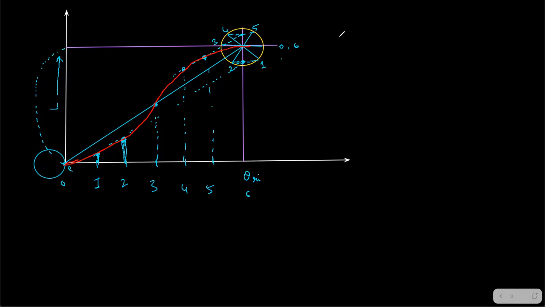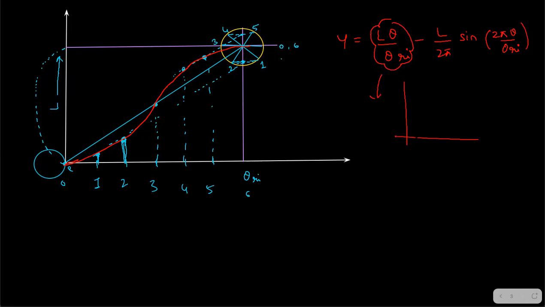You'll understand. Fine. So the equation was y is equal to L theta by theta Ri, minus L by 2 pi sine 2 pi theta by theta Ri. Now the central line, which is this blue line, represents this line, L theta by theta Ri. For constant velocity type, you have got this type of line, right?